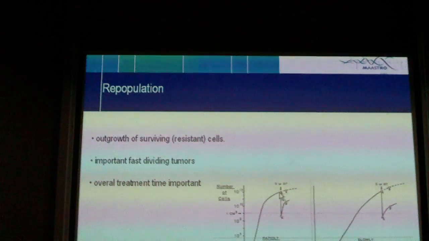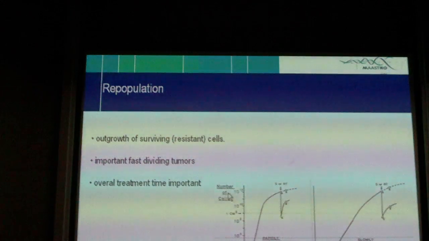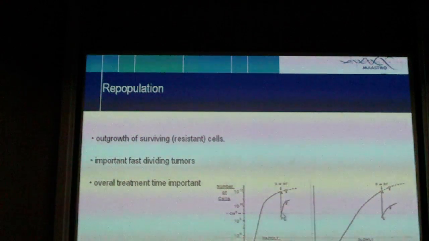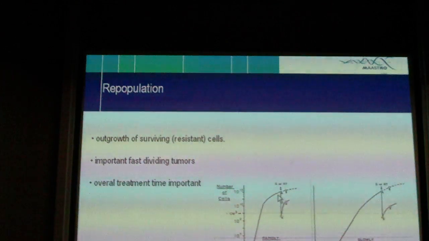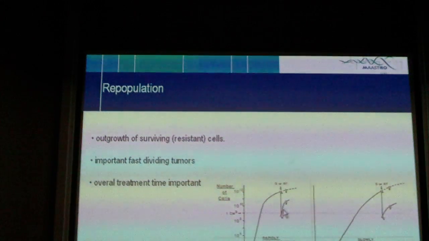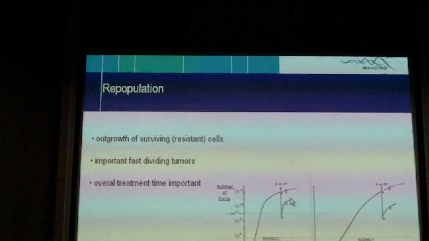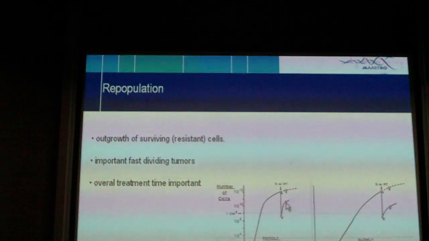If you irradiate over here, you get a certain amount of cell kill. You go from 10 to the 12th to 10 to the 9th surviving cells. Usually what we see is that if you hit fast proliferating cells or tumors, they tend to grow even faster. The outgrowth is even faster after irradiation than before, so your slope becomes even steeper.